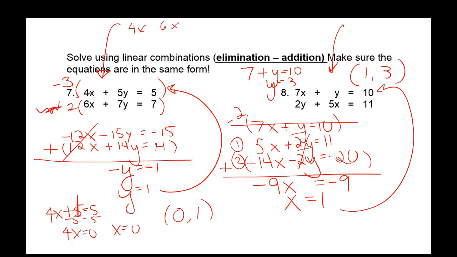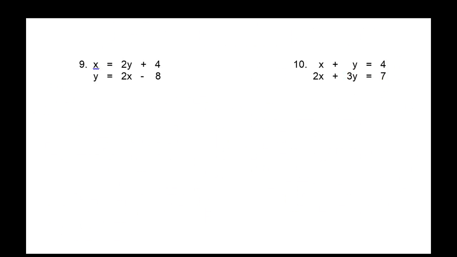So again, the key is I need one variable to have the same number, different signs. And I do that by multiplying the equations through by some constant. Again, I can do anything to an equation that I want as long as I do it to both sides. Let's look at another example.